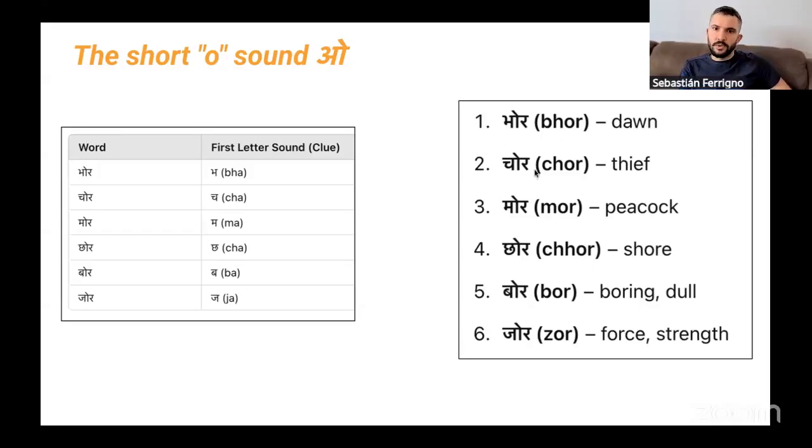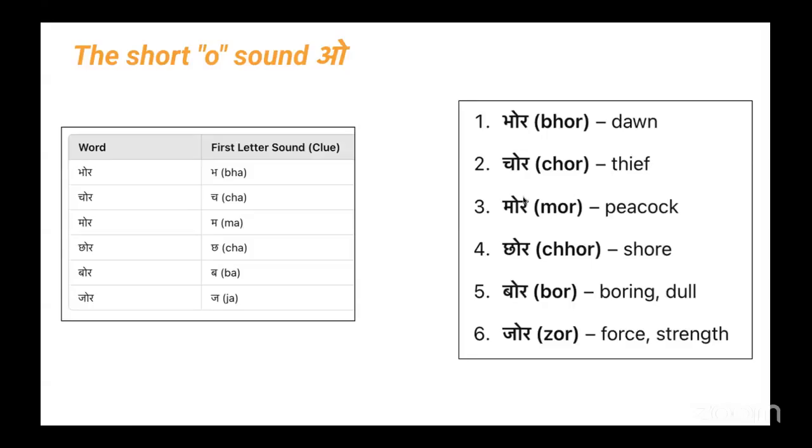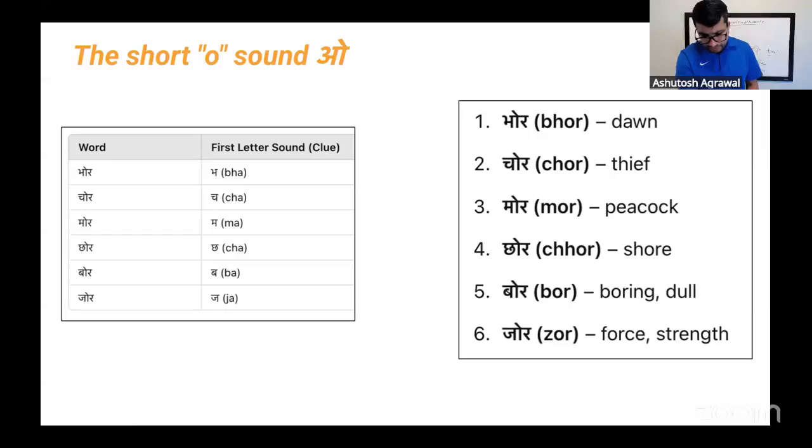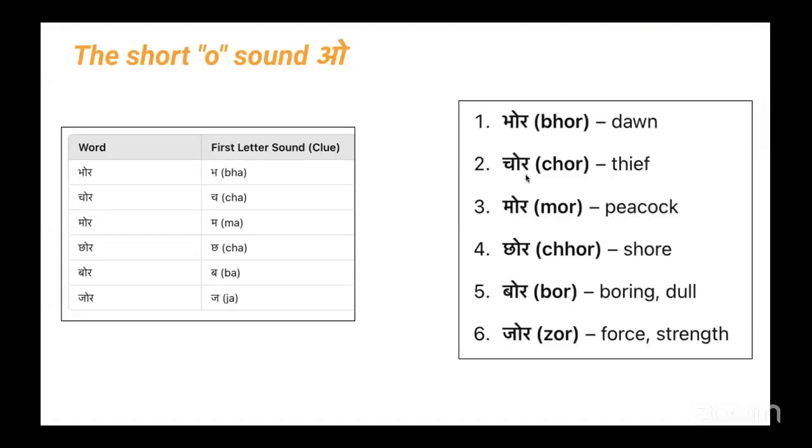Phor, chor, more, phor, bor, zor. Okay, amazing. Meeta ji. Bor, chor, more, chor, bor, zor. Okay, amazing. Austin ji. Or, sword, more, chor, bor, jor. Amazing.